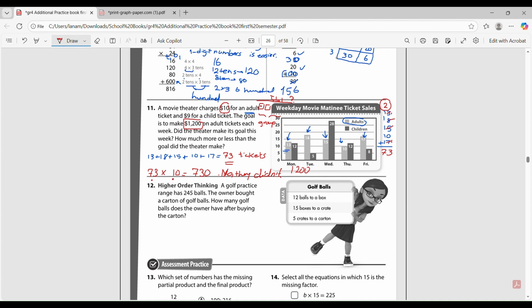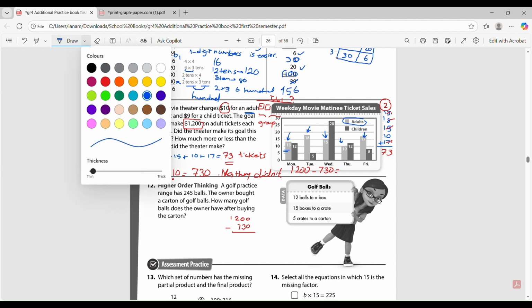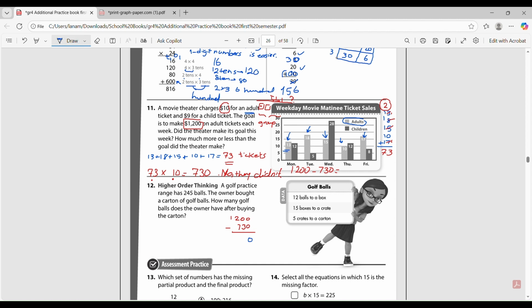We will say $1,200 minus $730 equals, now I'm going to write it here to show you how we did it. 1,200, I make sure that I put the ones under the ones, minus 730. I'll use another color. I have 0 minus 0, just 0. Now 0 minus 3, I can't, I need to borrow.